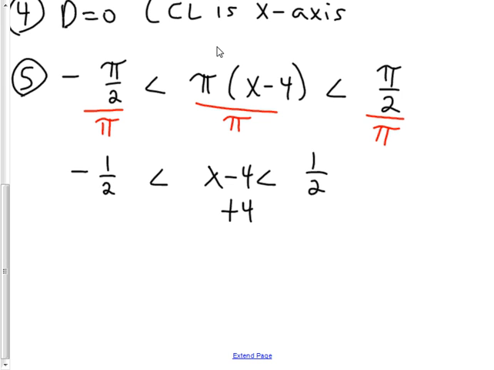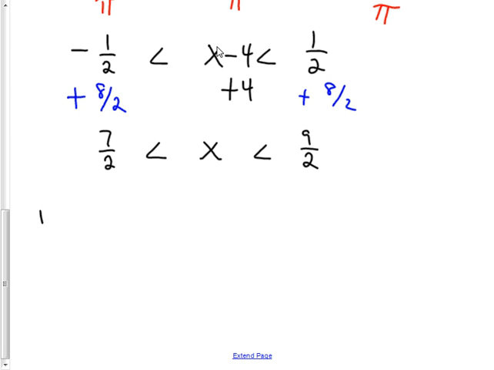Now 4, I need the common denominator. 4 is the same thing as 8/2. So I'm going to add 8/2 everywhere, just getting the common denominator here. When I do that, this becomes 7/2 is less than x, which is less than 9/2. So I'm going to use that to get the new period for my function.